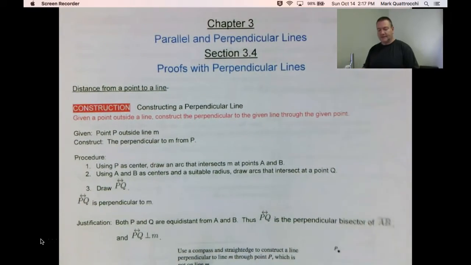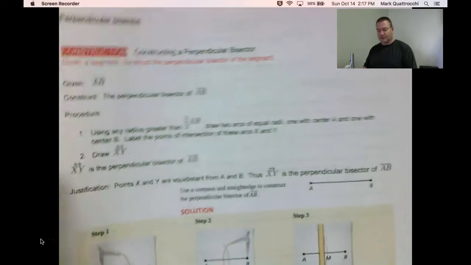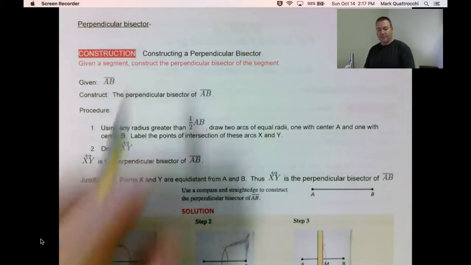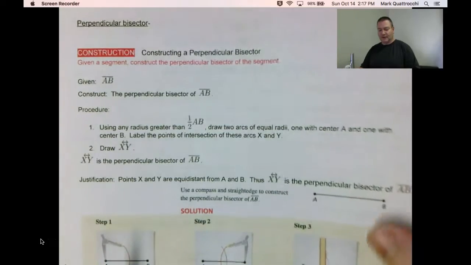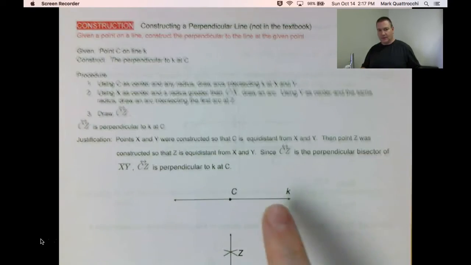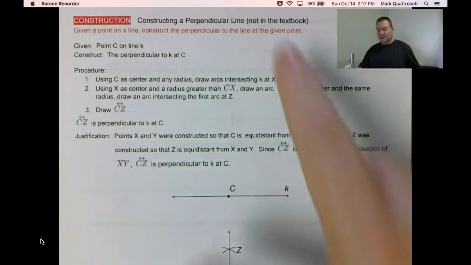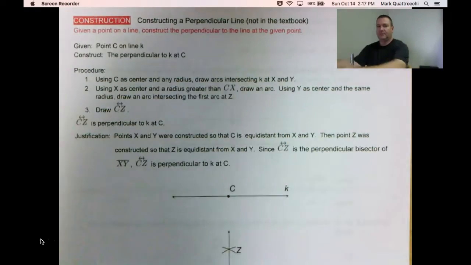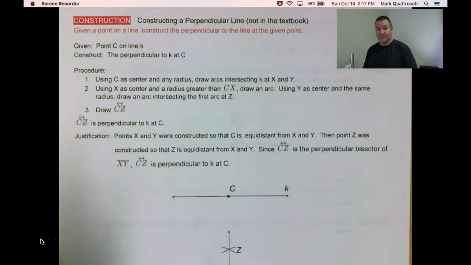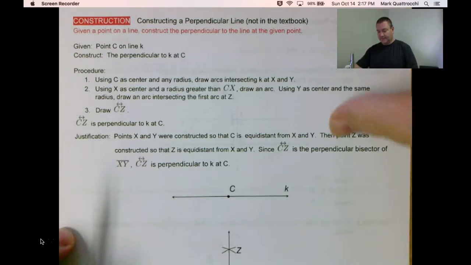You're going to want to practice each of these constructions. Definition here, perpendicular bisector. Practice this construction as well. And there's another one here that you want to practice. This one's not in our textbook, but it is one that you're still going to be responsible for. I've made videos for all three of those, so you're going to want to check out those videos on how to do each of those constructions.